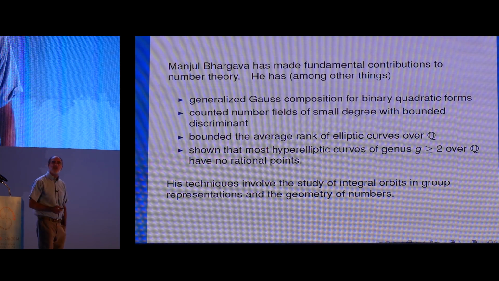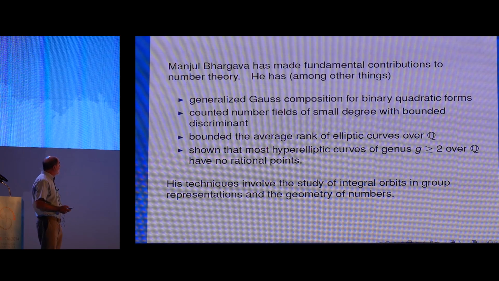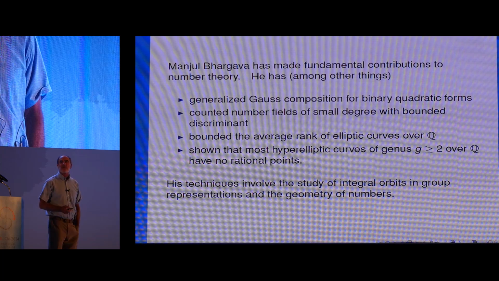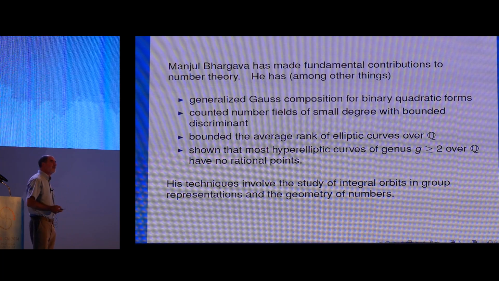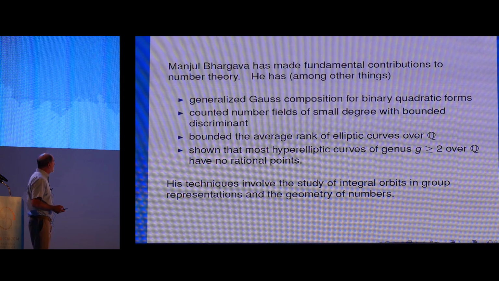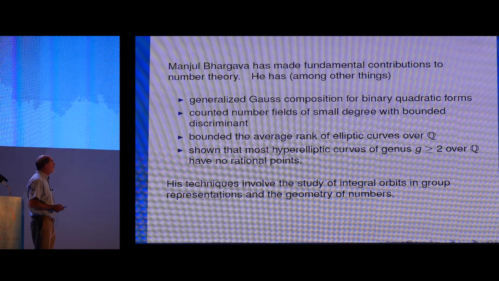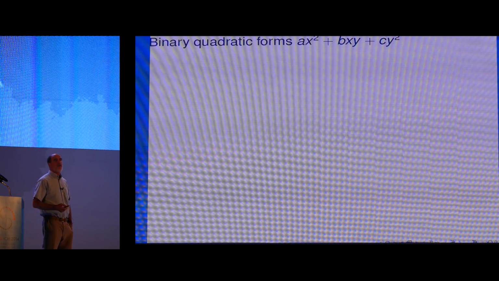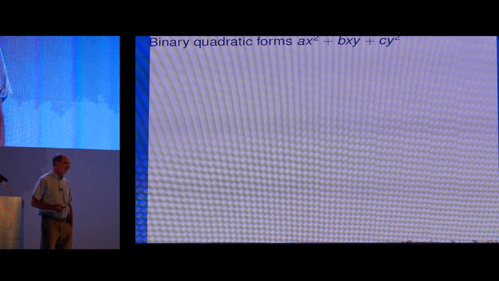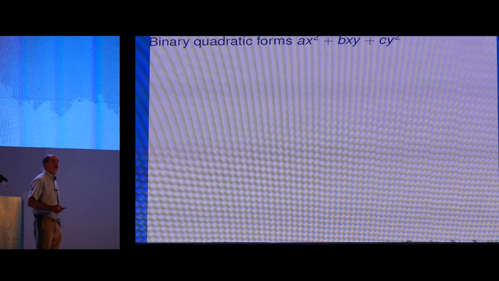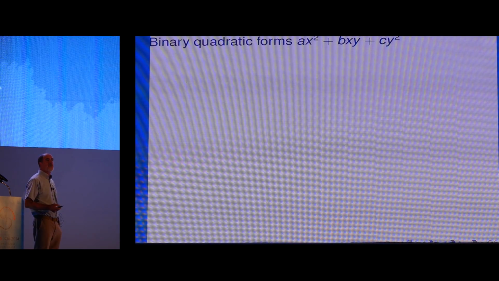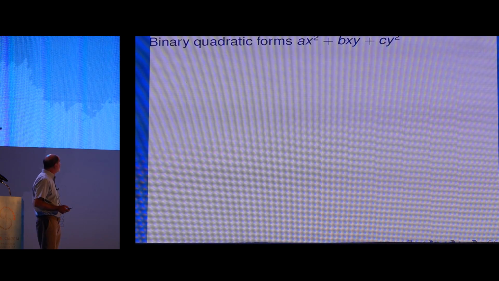Now, before I discuss these results of Manjul's, I want to review for you the first case where integral orbits were studied in mathematics and where the geometry of numbers was used to enumerate them. And that goes back over 200 years to the work of Lagrange and Legendre and Gauss on binary quadratic forms. A binary quadratic form is a quadratic function in two variables, x and y, with integer coefficients a, b, and c.